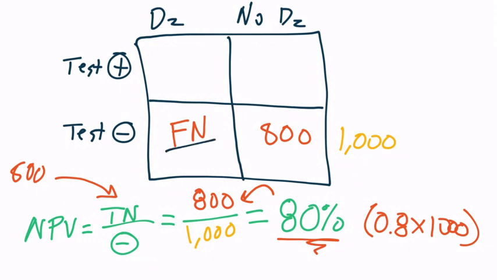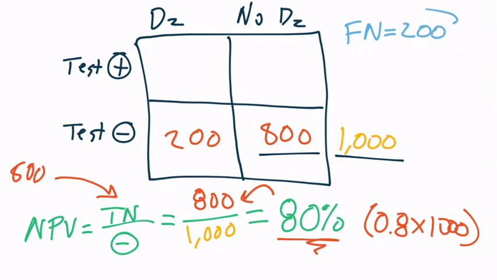Now the false negative number is simply the difference between 1,000 and 800, and this gives us 200. So what's our false negative number? It's 200, and this answers the question.